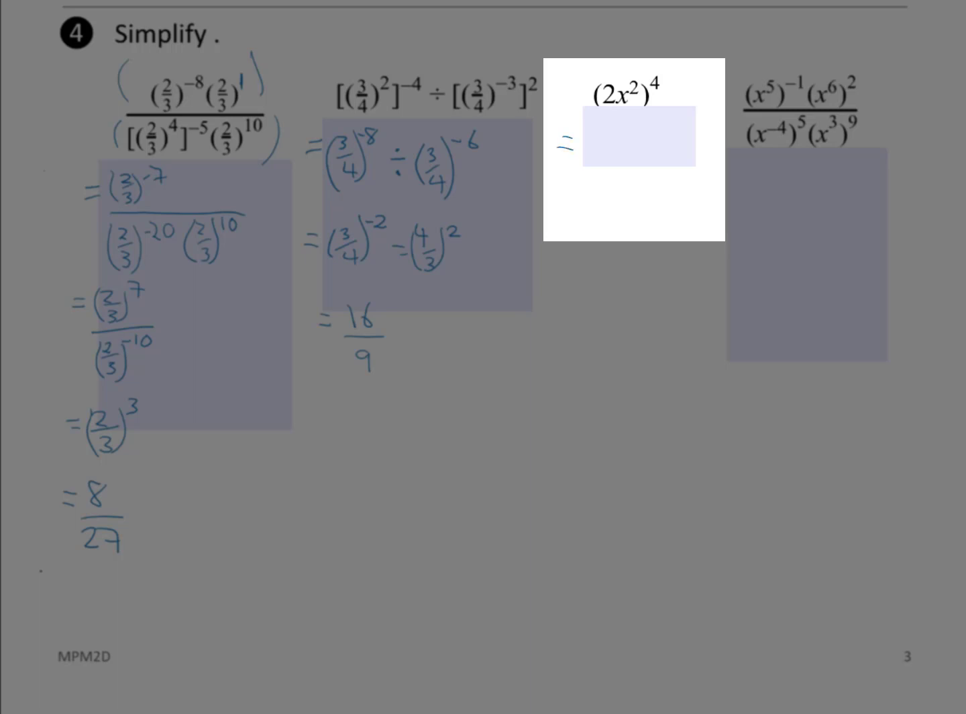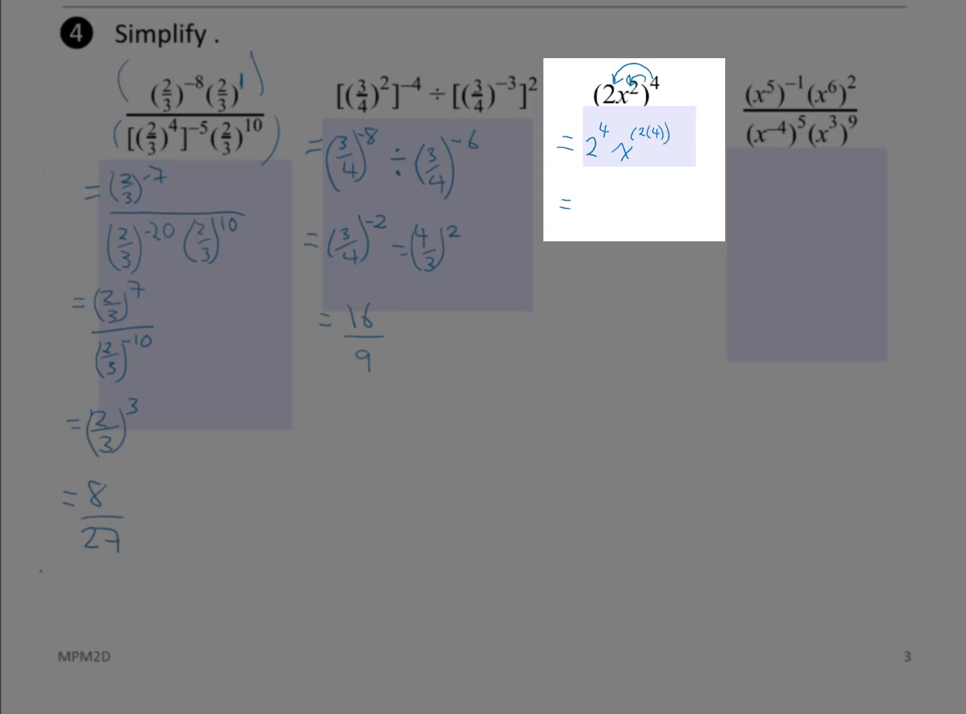Next one's a little bit trickier, just because we have 2x squared to the power of 4. The letter aspect of this is actually going to be a bit easier, but because there's a number and a letter, you have to apply the power outside of the bracket to both the number and the letter. So whenever the power of 4 is going in, it's going to apply to this 2 here, and it's also going to apply to the base x. So 2 to the power of 4 times x to the power of 2 times the power of 4 there.